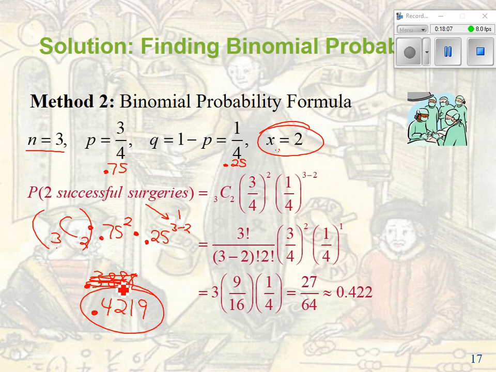So about 42% of the time, two of the three surgeries are going to be successful. That means exactly 2. That doesn't count the times when all 3 of them are successful, right? Exactly 2 surgeries, so one of them is going to be a failure. That's the probability that that happens. So on that certain day, that surgeon has 2 successful surgeries and 1 failure.